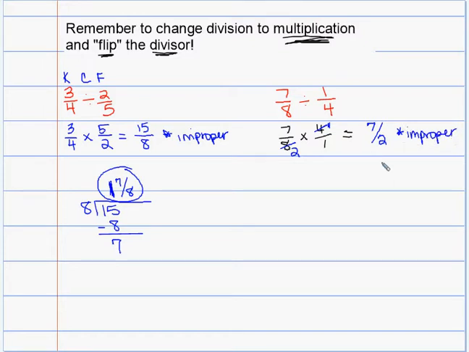So we need to simplify. 2 will go into 7 how many times? 3. 3 times 2 is 6. Subtract, you get 1 remainder out of 2 groups. So 3 1/2 is your answer there.